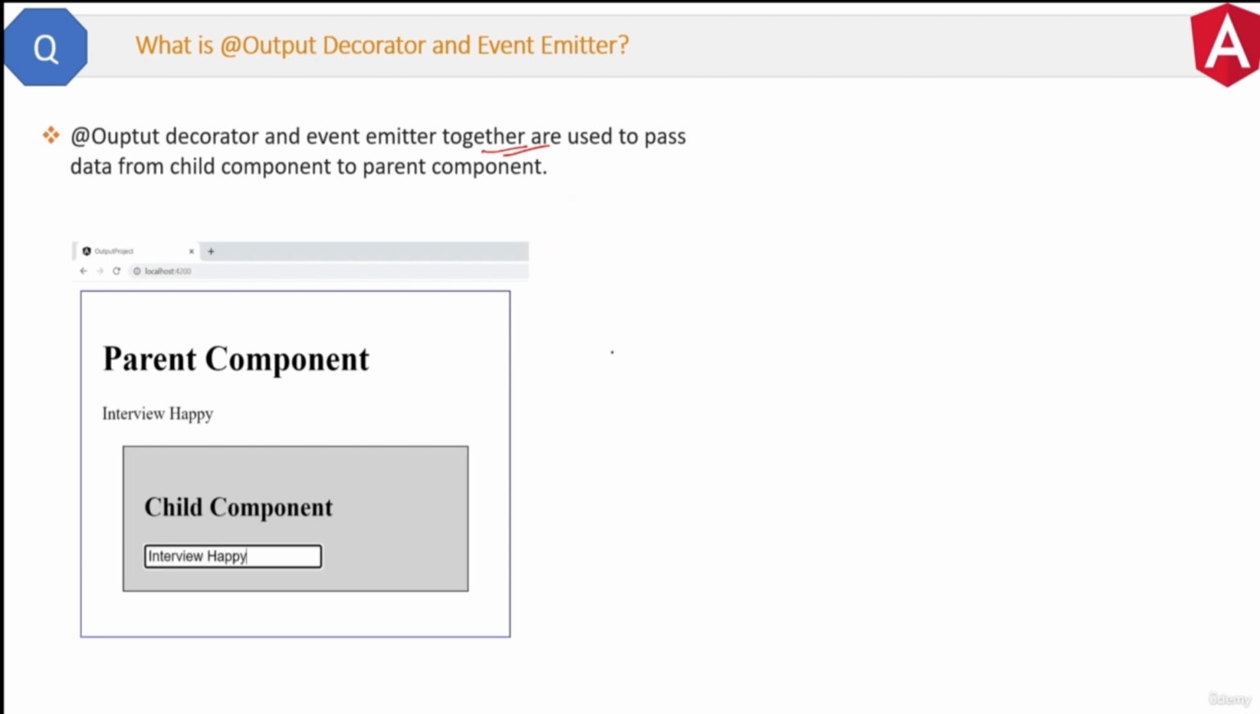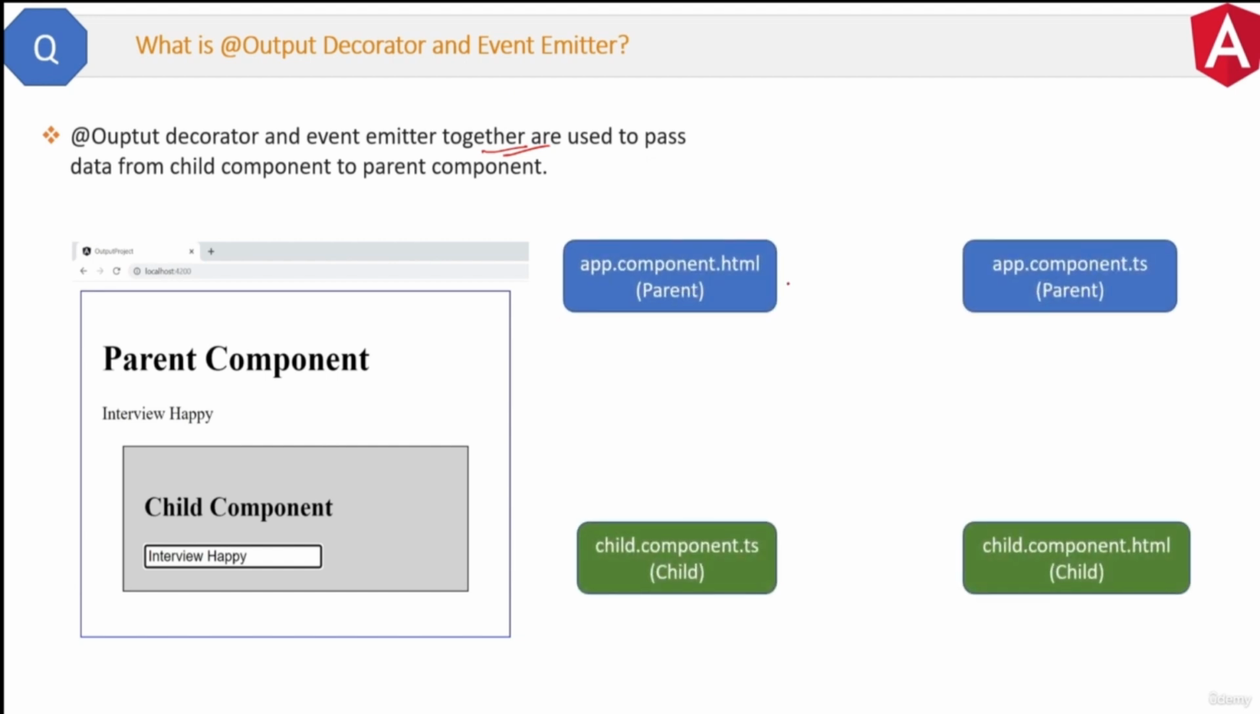Before diving in the code, let me show you the flow. Here we have two components, parent and child. Now first user will enter some text inside the child component HTML file, right? That text will be transferred to child component TypeScript file via event binding. If you don't know event binding, don't worry, you can watch my previous videos, or you can just think that event binding is used to transfer data from component HTML file to component TypeScript file. That's it.